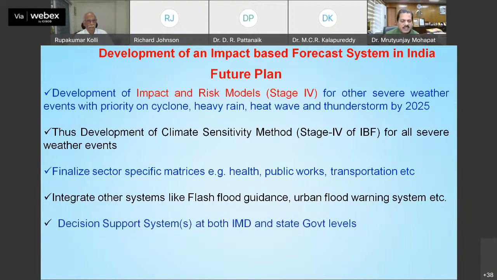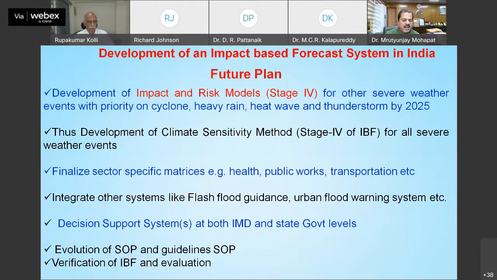Another challenge for this purpose is the decision support system, which is underway to be developed for each and every individual severe weather. And then, of course, we'll go for a multi-hazard warning system. While introducing all these things, verification is very important. At present, we do not have a quantitative verification of the impact risk forecast that will be introduced from next year.